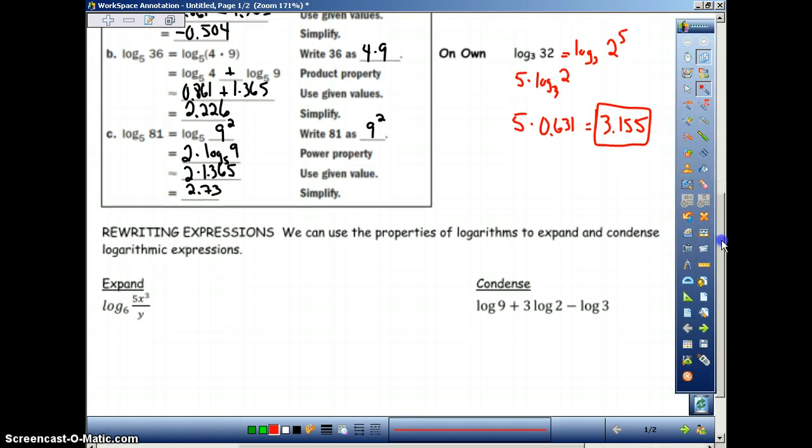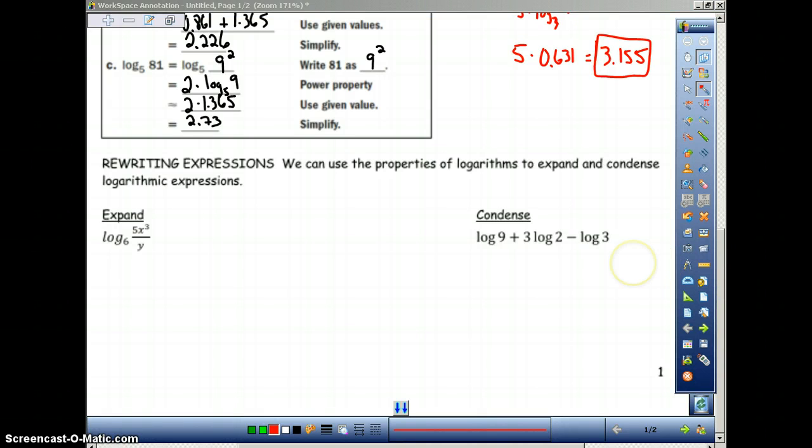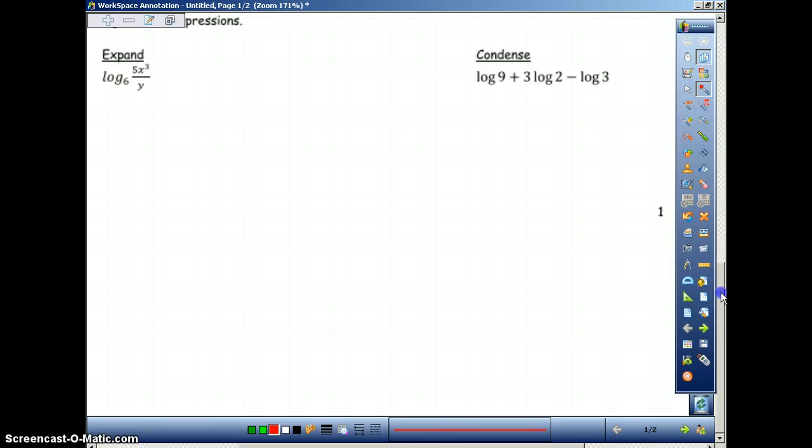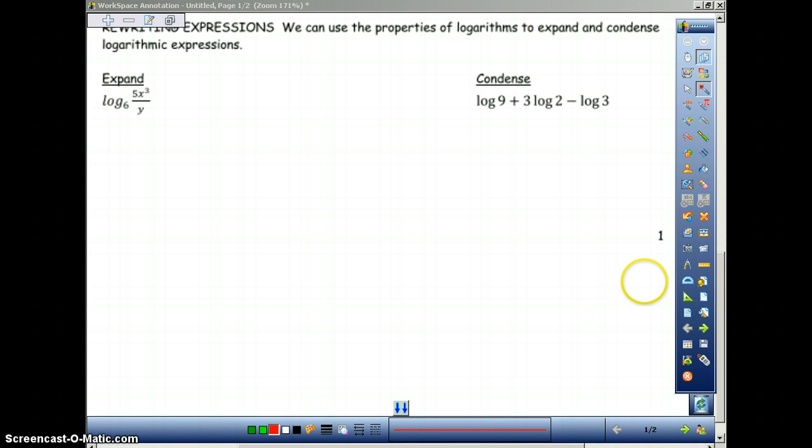Okay, so now let's get into something a little bit different. Same idea though, we're going to use our properties here. So we're going to rewrite these expressions. What we mean by expand is we want to use our properties to write these out. So that's exactly what we're going to do. Now, I'm going to do this step by step. You can do it quicker if you want to, but just make sure that you're not skipping anything.